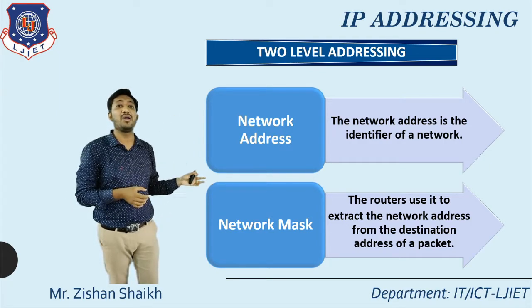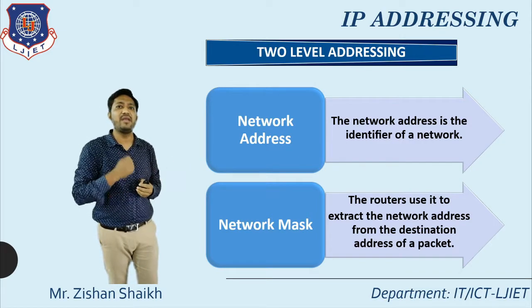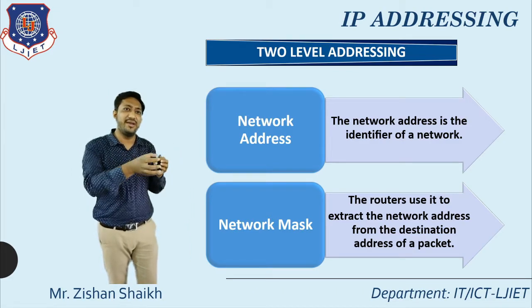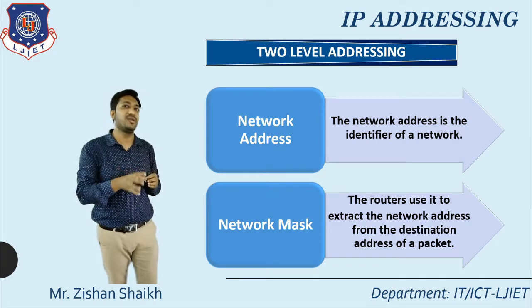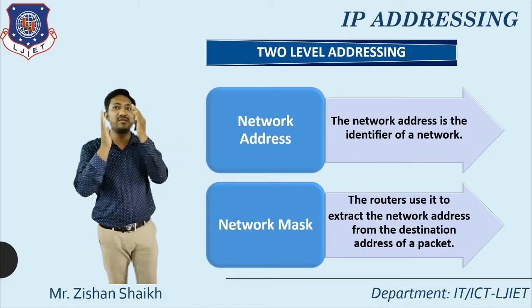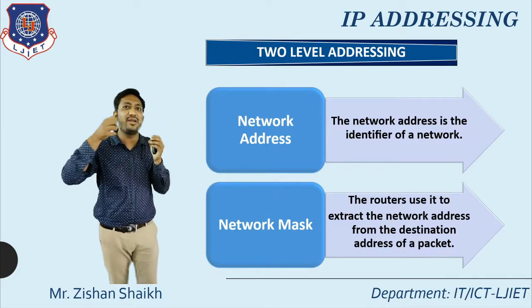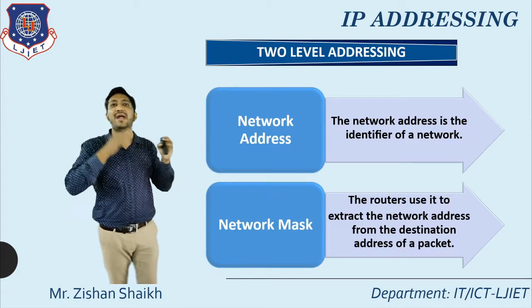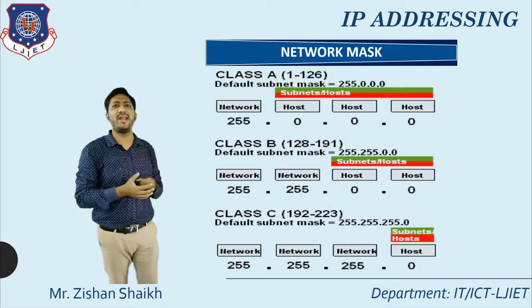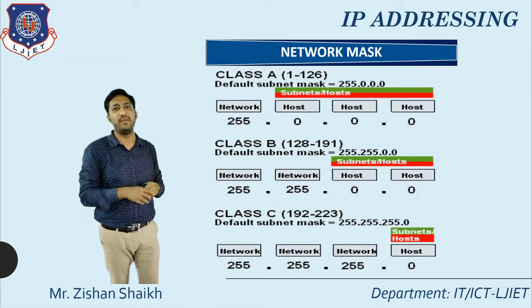But when we are talking about the network mask, in the background the router is used to extract the network address from the destination address. The destination address of an IP contains a network portion and a host portion. The router extracts the network portion, and that mechanism is known as a network mask. So how can we calculate it, and what are the different masks used by network devices?